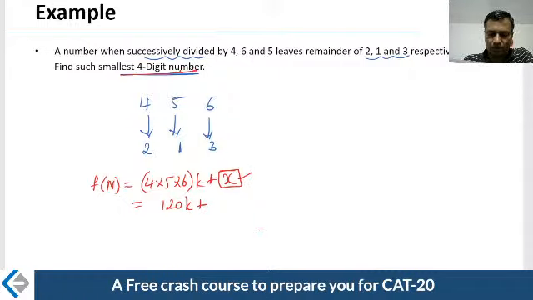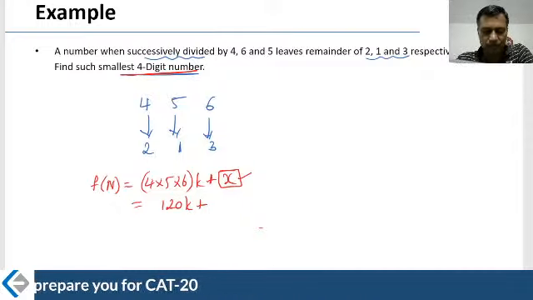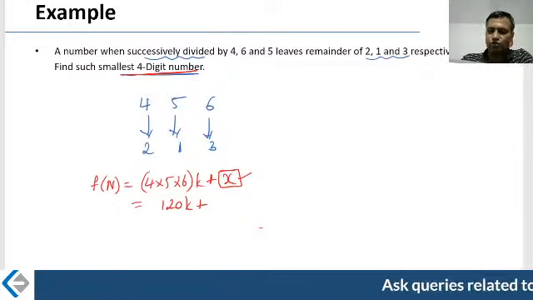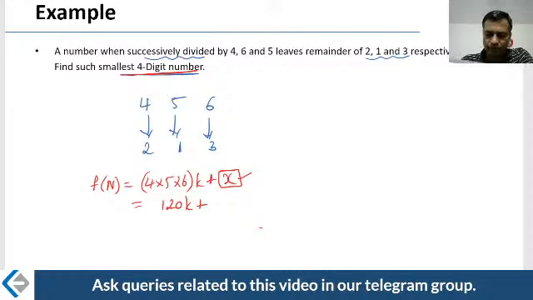Then I can find the smallest 4-digit number somewhere around the 1000 mark. That should not be a concern. Fine, let's find this out. So how do I find the smallest such number? This is the algorithm.